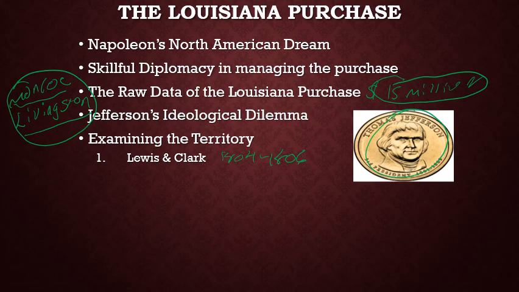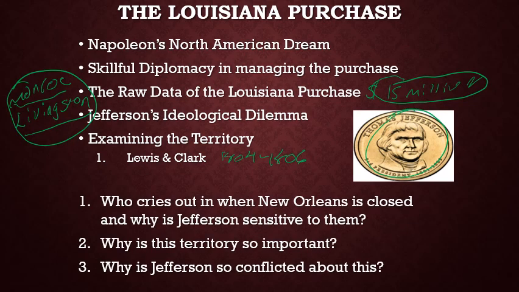Again, a few little questions really quick here. Who cries out when New Orleans is closed, and why is Jefferson sensitive to them? Who are those people? Why is the territory so important? And why is Thomas Jefferson so conflicted about the Louisiana Purchase? I want you to answer those questions and shoot me a quick email by late tomorrow that you did indeed watch this video and got these questions.